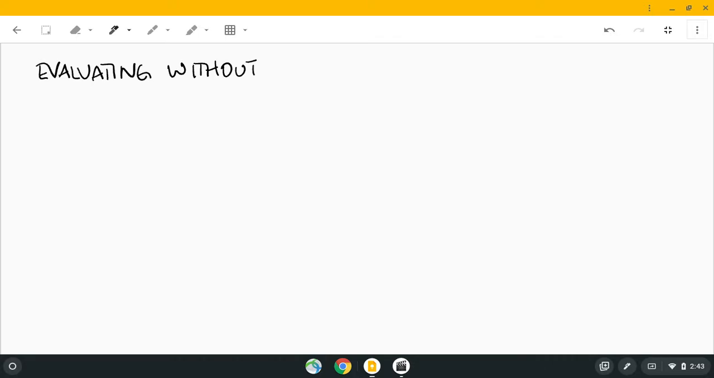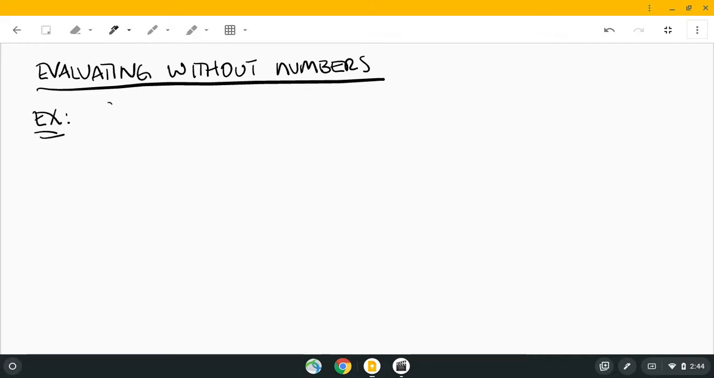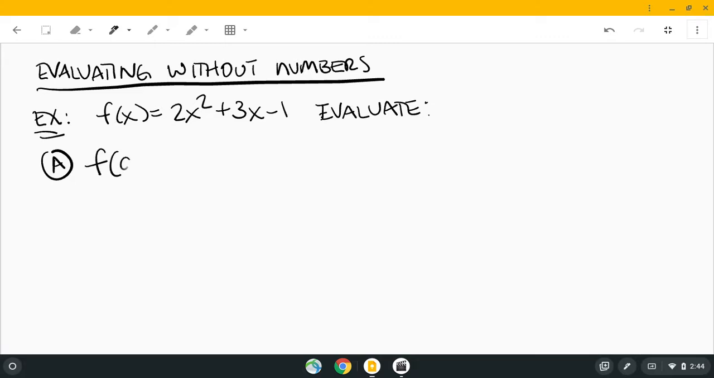So instead of finding f of 3, we're going to be looking at maybe f of a, or f of m. All right, evaluating without numbers. Okay, so let's suppose that we have this function, f of x equals 2x squared plus 3x minus 1, and we want to evaluate the following.